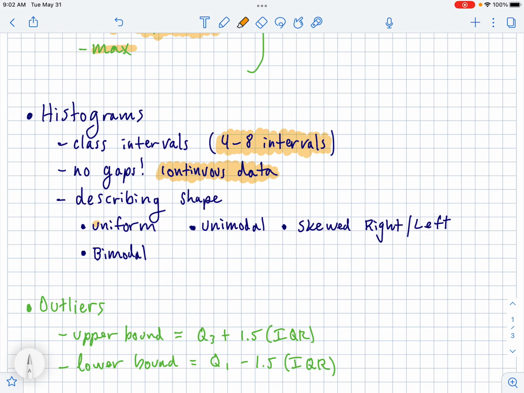We also talked about some words to describe histograms. Uniform was when a histogram was totally flat. Unimodal was when there's one mode, one highest peak in the graph. We also talked about when it's skewed left and skewed right. Remember, those are kind of backwards from how you think they should go. A skew to the right will look like this, and skewed left looks like this.